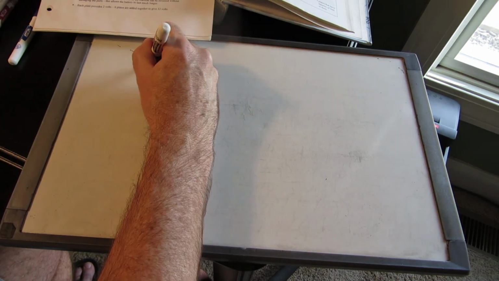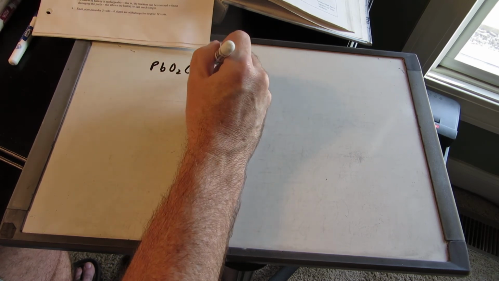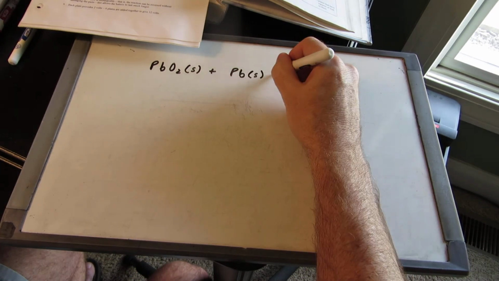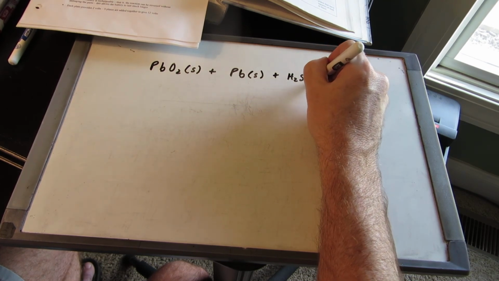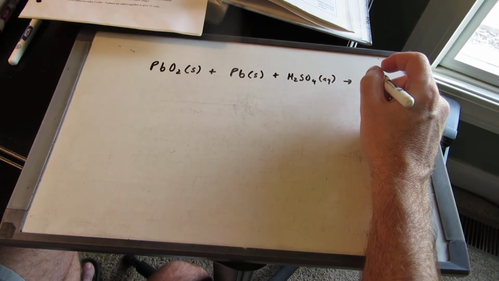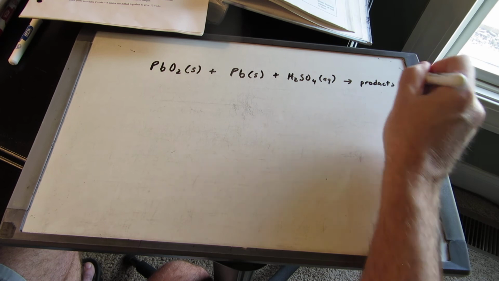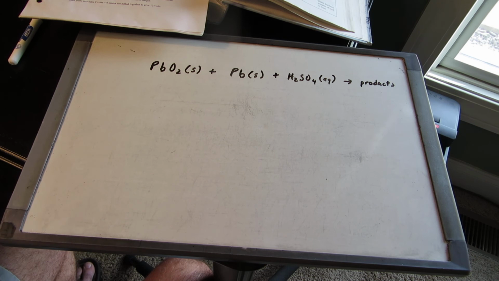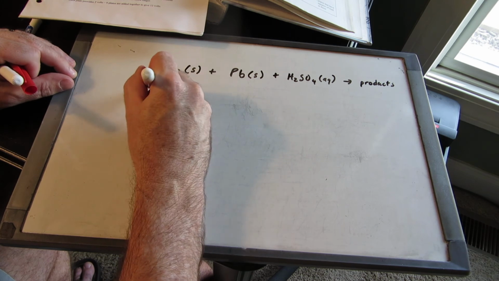So we've got PbO2 plus solid lead plus battery acid, sulfuric acid, H2SO4, and that makes products. I'm not really worried about the products, but it's in your notes. But you do need to learn that in a car battery, the PbO2 is the cathode.